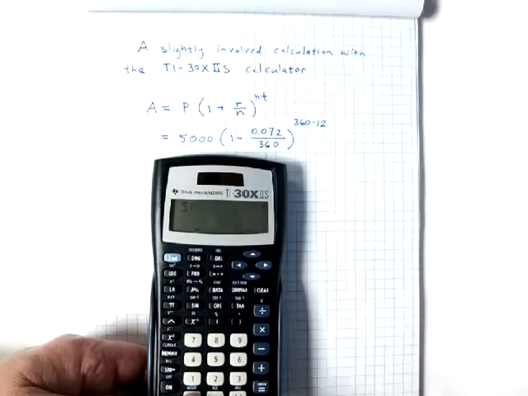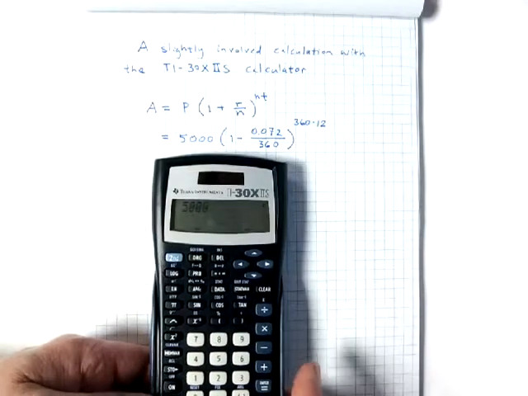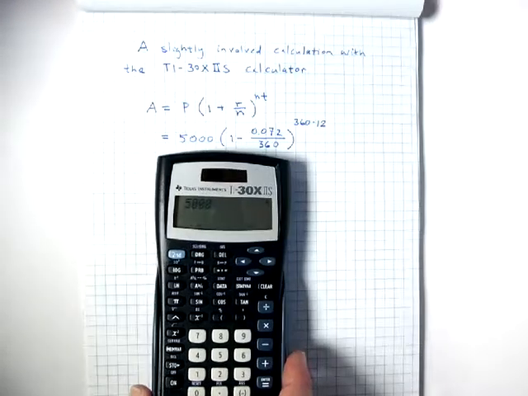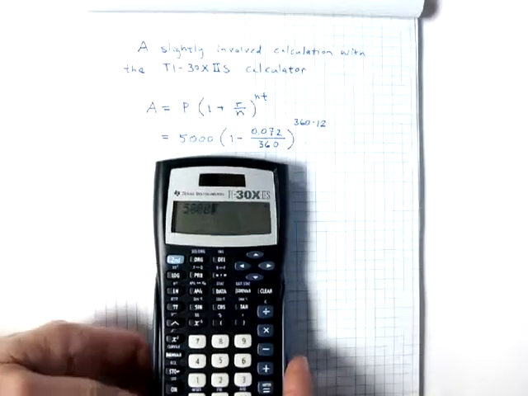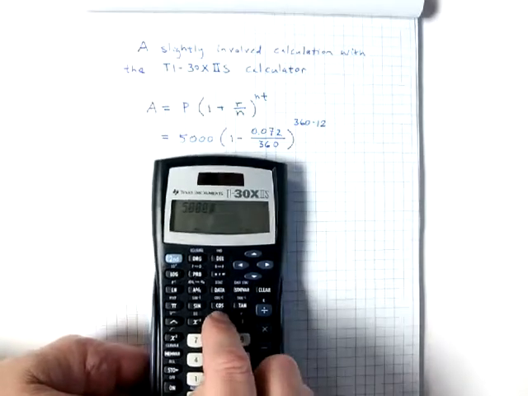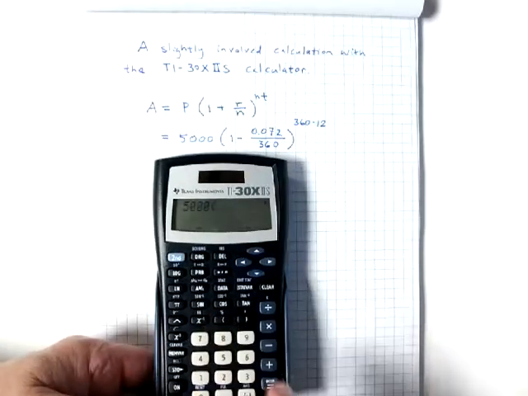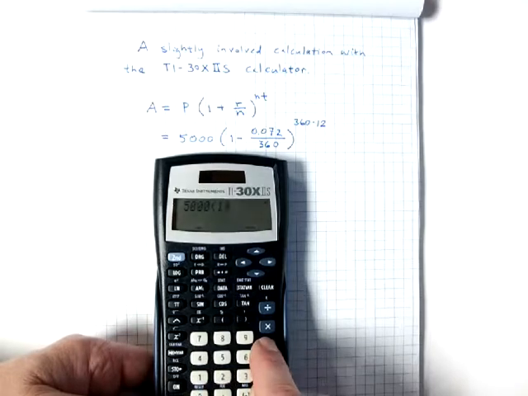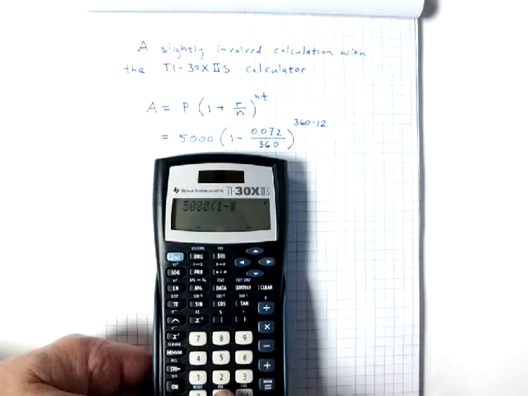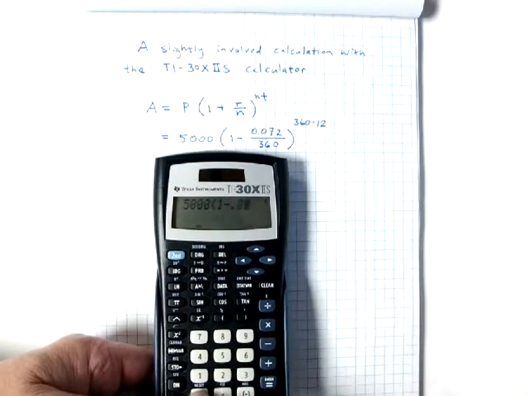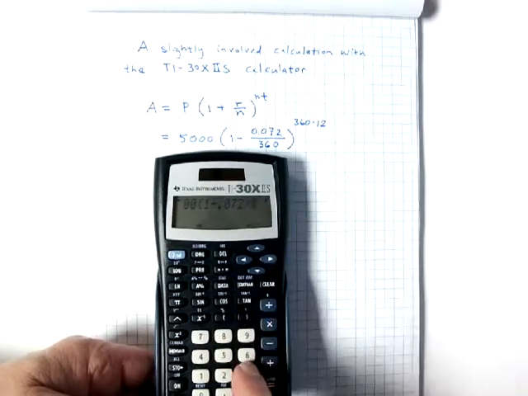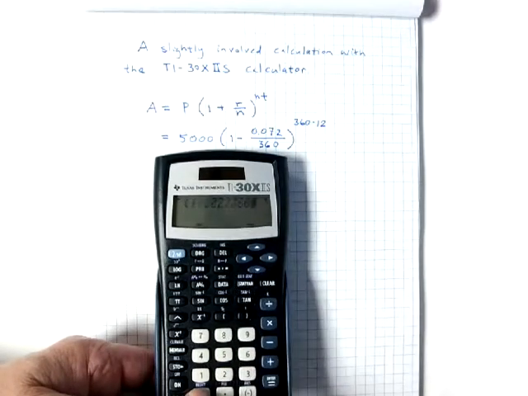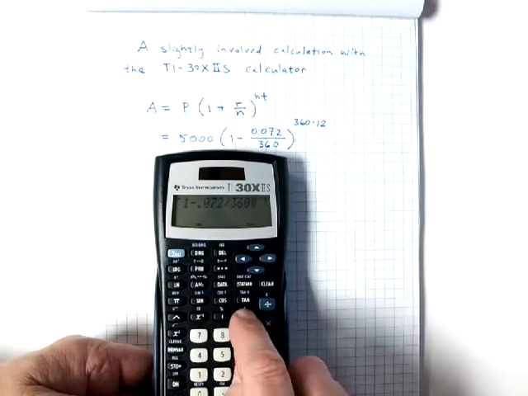First, 5,000. Then parenthesis, 1 minus, then 0.072 divided by 360. Then I close the parenthesis.